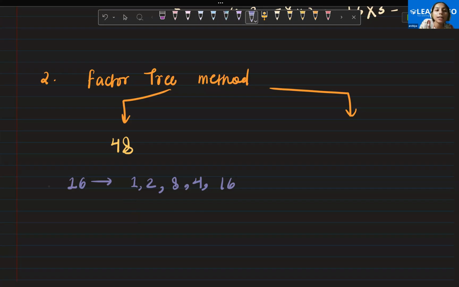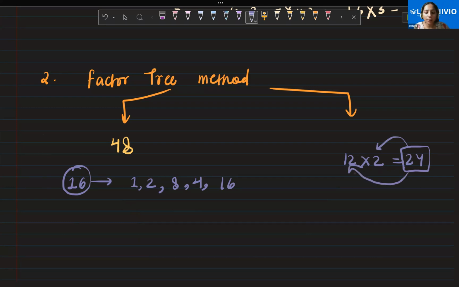So factors are basically when I multiply any two numbers and I get 16. So both of them are the factors, right? If I do 12 times 2, which is 24, just a side example, that makes 2 a factor of 24, right? 2 becomes a factor of 24, and 12 also becomes a factor of 24. That's how factors work. Now, same for 16.